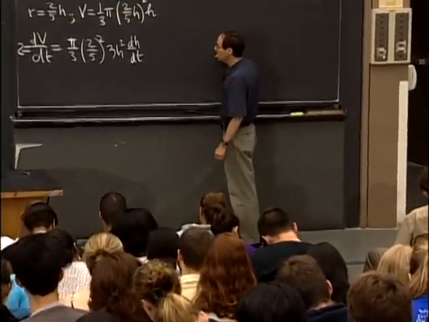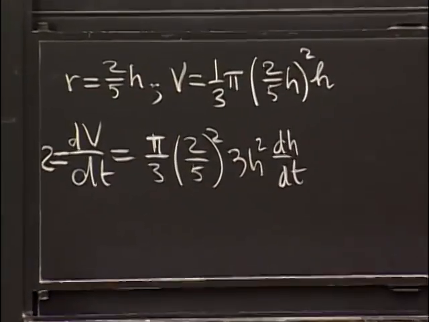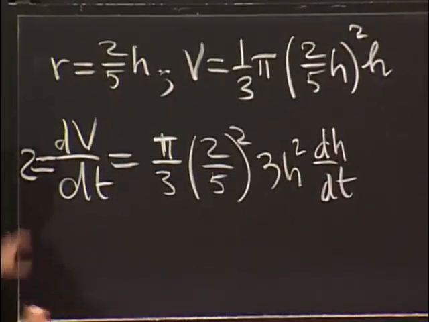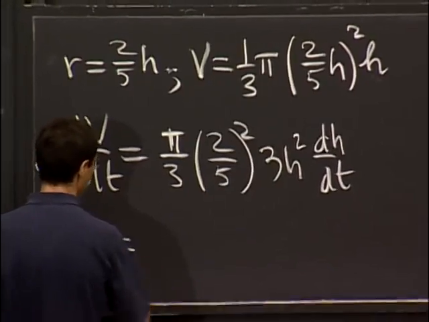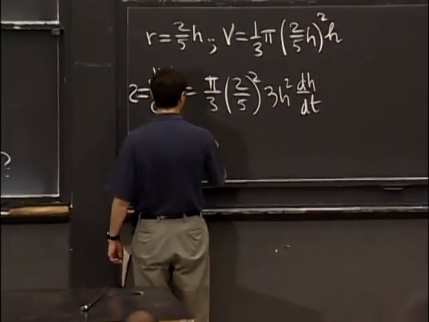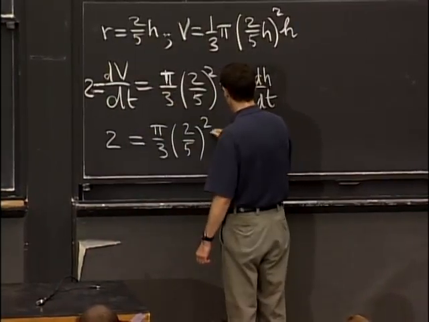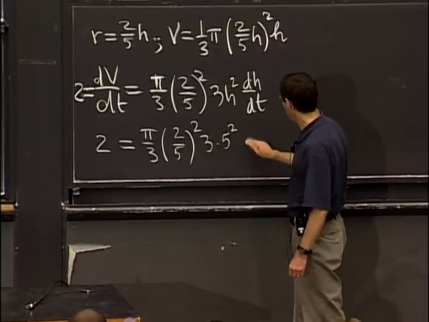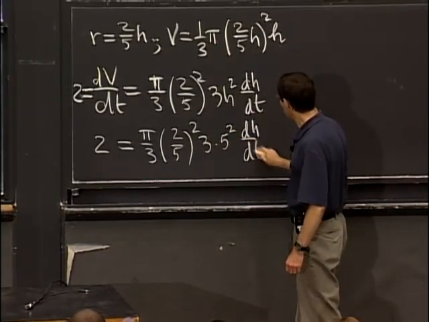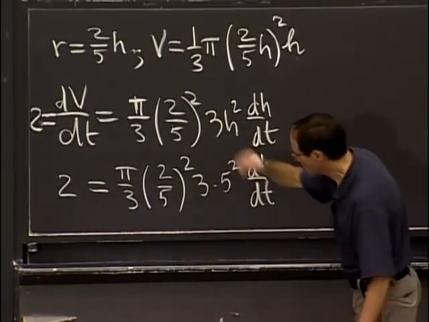All right, so now let's plug in all of our numbers. Again, the other theme is you don't plug in fixed numbers until everything has stopped moving. At this point, we've already calculated our rates of change, so now I can put in the numbers. So 2 is equal to pi over 3 times (2/5) squared times 3, and then h was 5, so this is 5 squared, and then I have dh dt. So there's only one unknown thing left in this problem, which is dh dt. Everything else is a number.